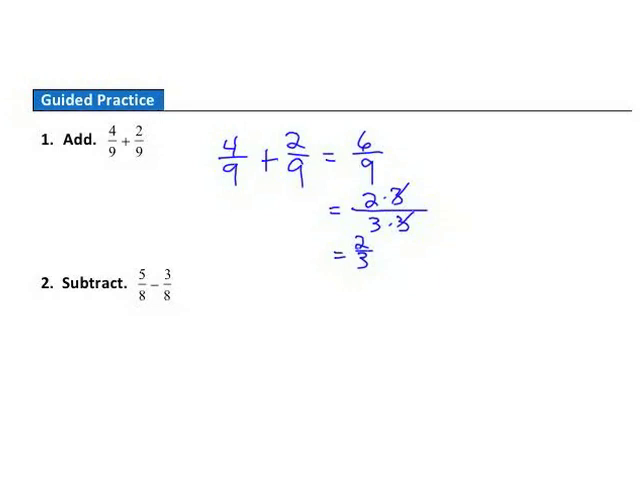Question 2. Subtract 3/8 from 5/8. If I start with 5 of these 8s and I take 3 of them away, I'll end up with 2/8, and that could be simplified. 2 is already a prime number. However, 8 can be factored. 8 factors into 2 times 2 times 2. Divide out the common factor of 2. I get a final simplified answer of 1/4.